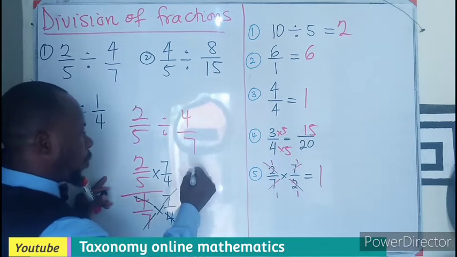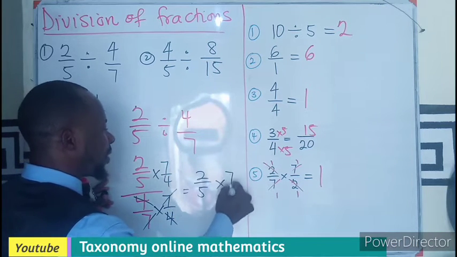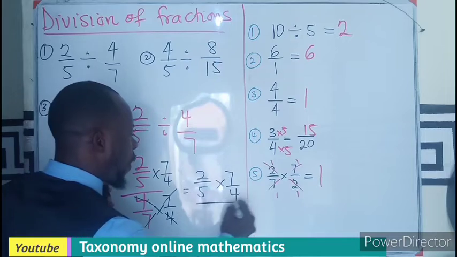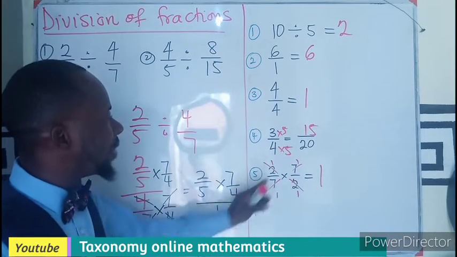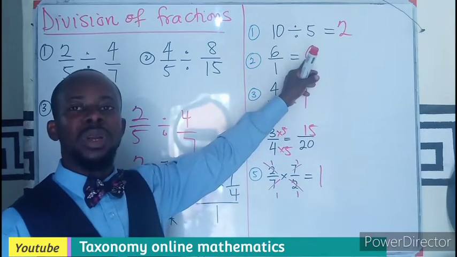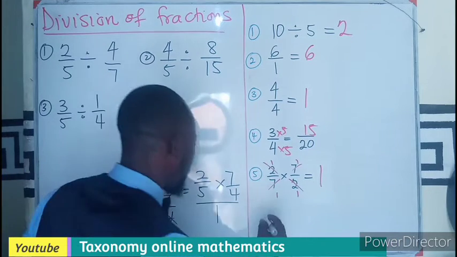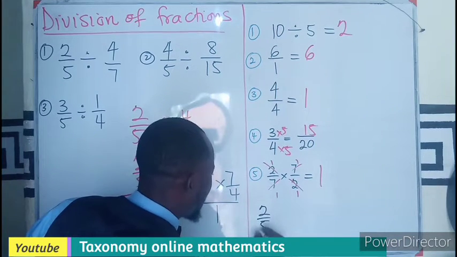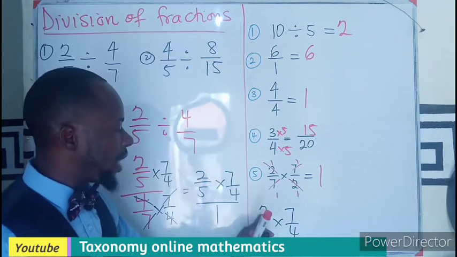So I will now have 2 over 5 times 7 over 4, all divided by what? 1. And dividing it by 1 simply means that the whole of the fraction is going to be what? 6. Meaning our top fraction will remain 2 over 5 times 7 over what? 4. So now we can multiply.